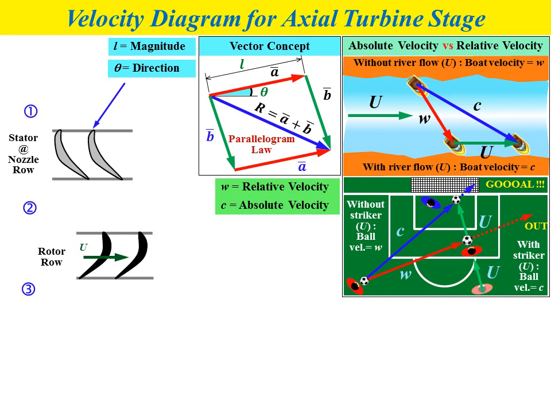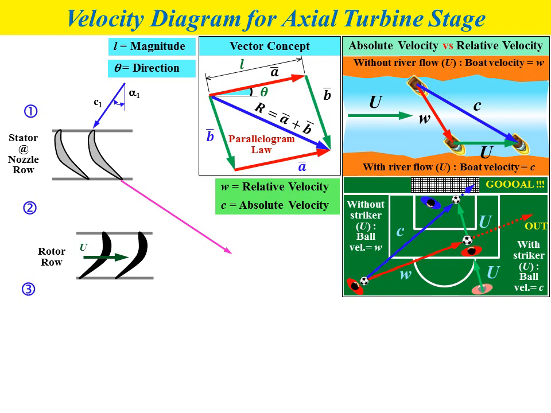At the inlet of the nozzle, we have vector C1, the absolute velocity C1. We will not have the relative velocity because the stator, or nozzle, doesn't move. So we only have the absolute velocity, which refers to the vector of the fluid entering the stator. The direction of the fluid flow entering the stator is represented by alpha 1, the flow angle.